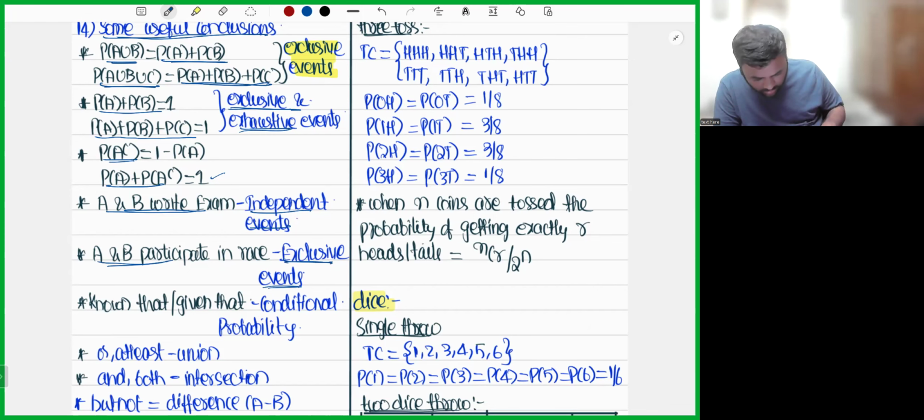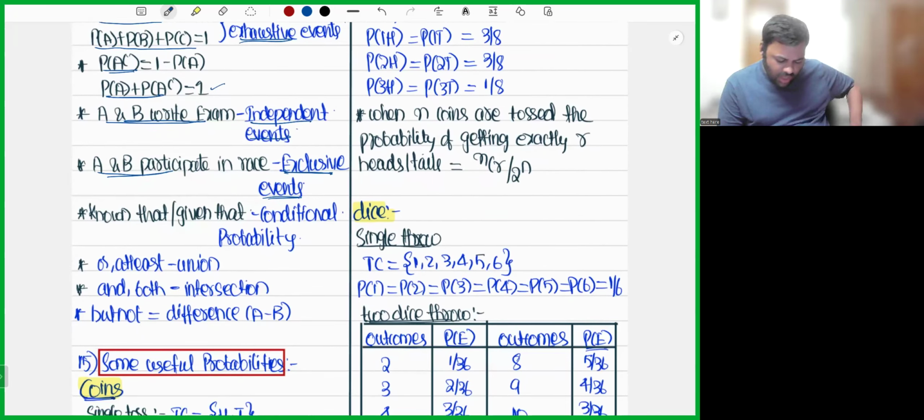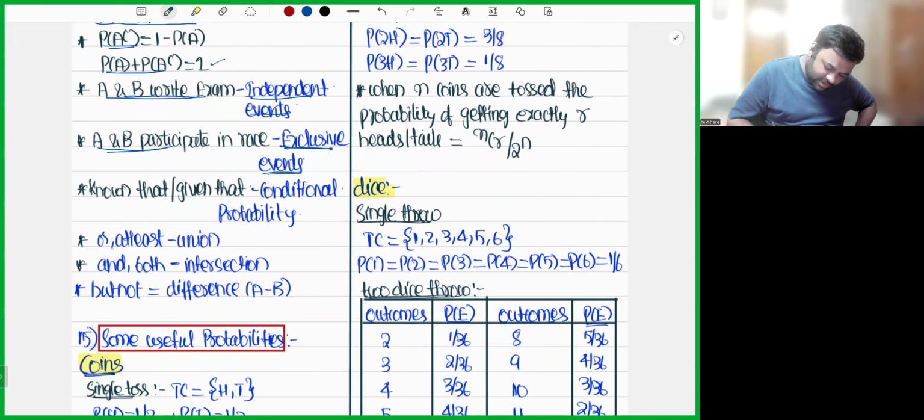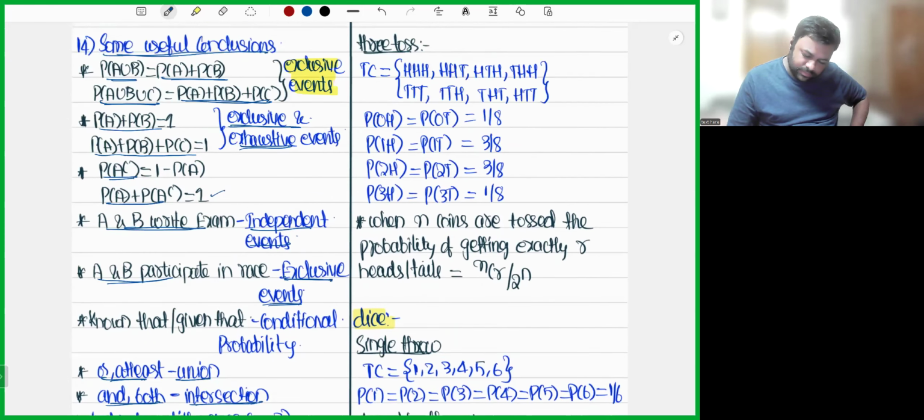Next. Now this, when known that given that condition is there, we'll discuss that. If you are having or at least, we'll be using union. Already we have discussed it in sets. If you are having and both, we'll be using intersection. If you are using but not, you will be having A minus B. Already we have discussed this in our sets. Known that or given that is there, we'll discuss it now.